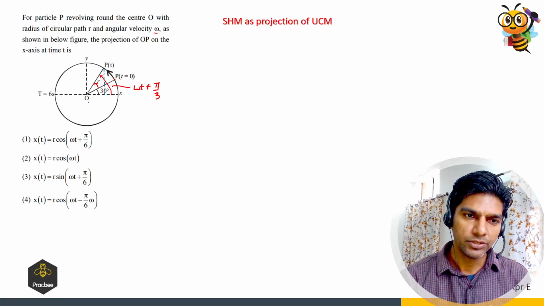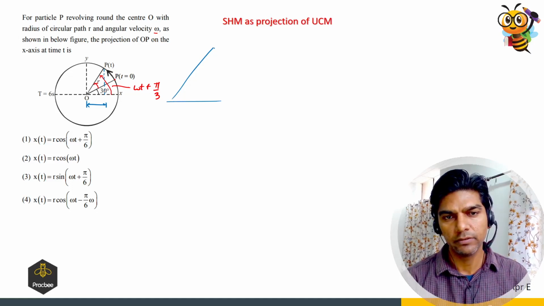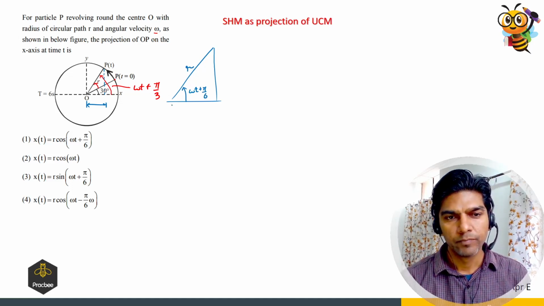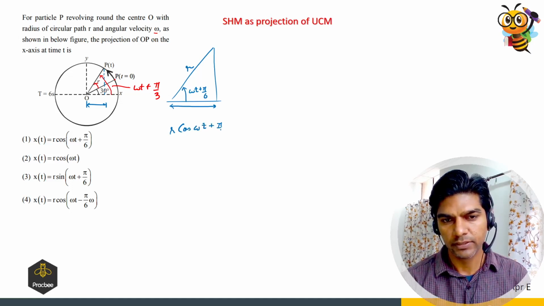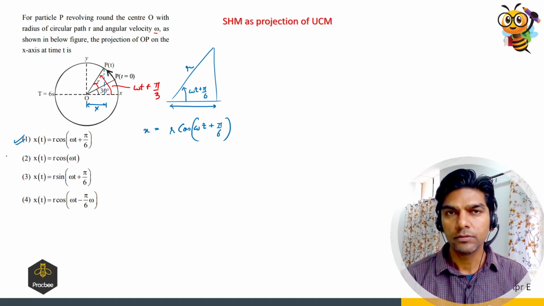If we take the projection, now we have a right angle triangle. Let me show the right angle triangle. This angle is omega t plus pi by 6, and the radius is given as r, and this projection will be r cos of omega t plus pi by 6, right? So that will be x. So option 1 is the right answer.